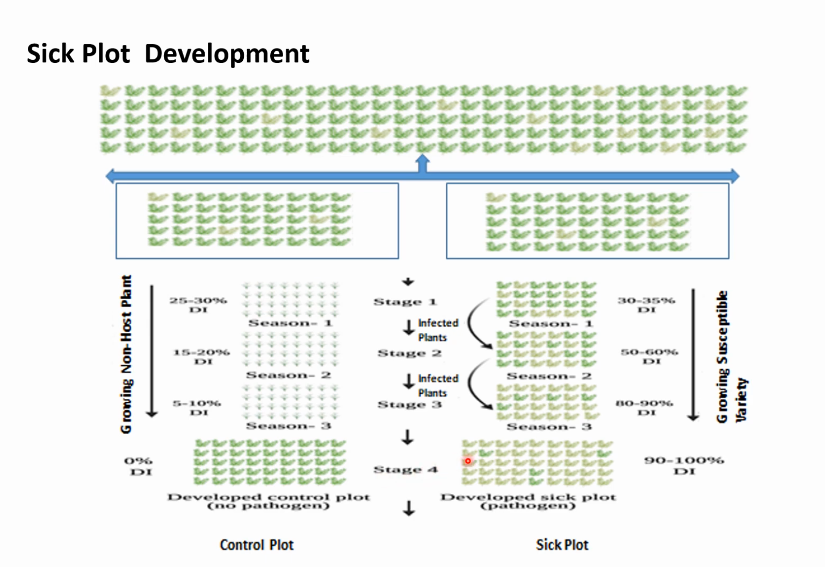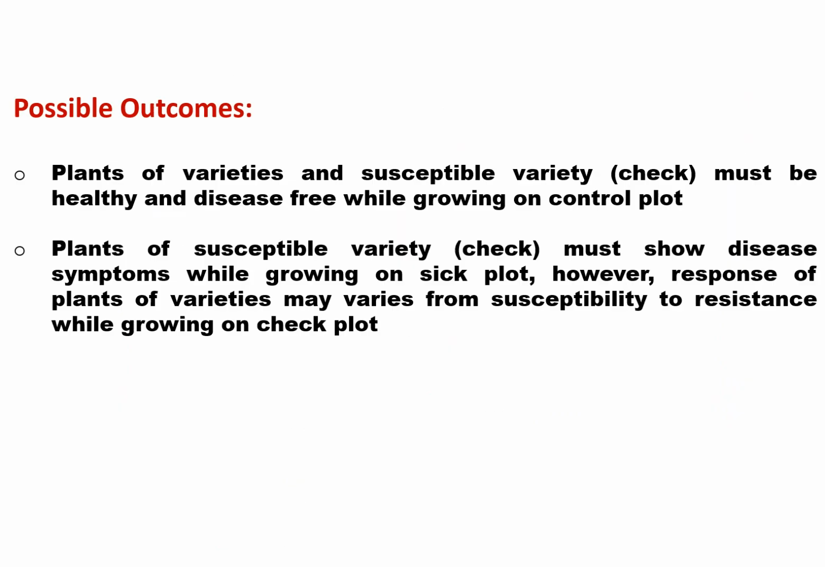So, what would be the possible outcome in that scenario? The first possible outcome of this experiment is that plants of the varieties and the susceptible variety, which is also called the check, must be healthy and disease free while growing on the control plot.